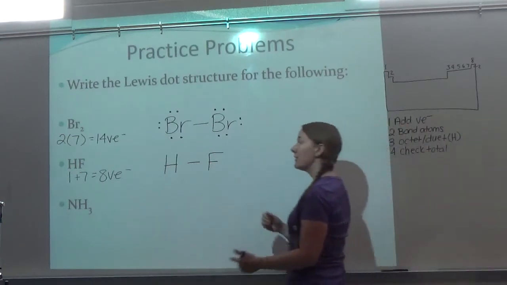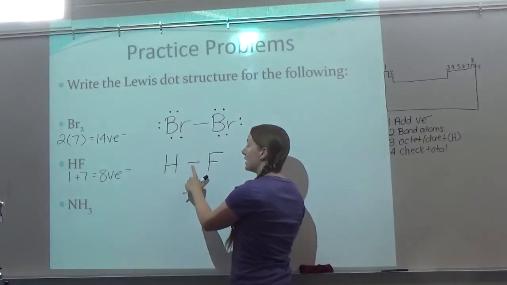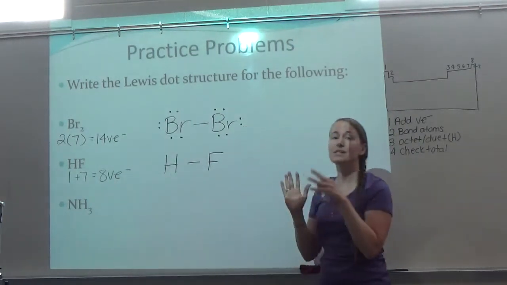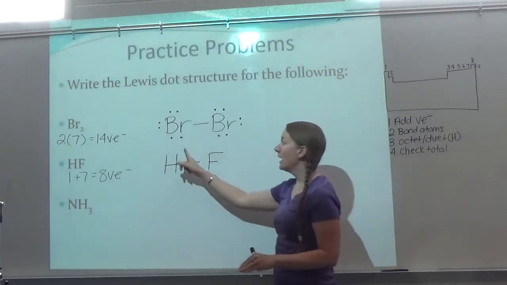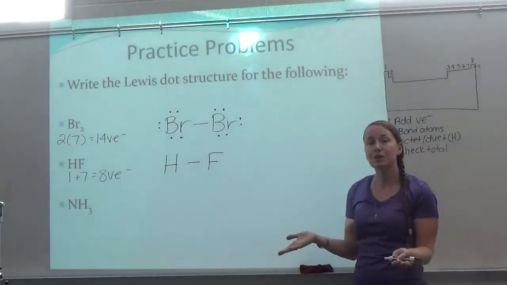All right, so hydrogen follows the duet rule. Well, how many electrons are in the bond? 2. How many does hydrogen need to be stable? 2. So hydrogen is stable and done. Remember, hydrogen should not have more than 1 bond. Hydrogen does not need any extra dots. Once it has a bond, it has 2 and it's stable.